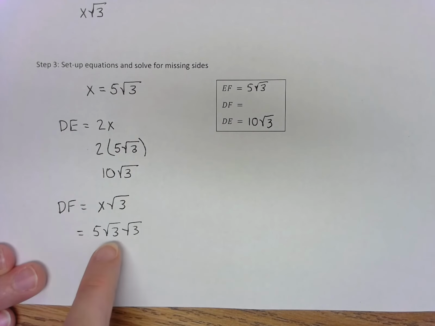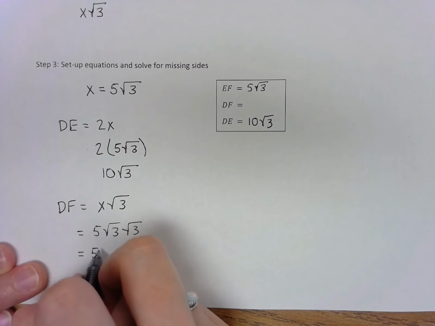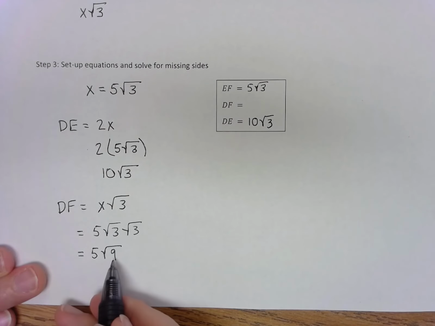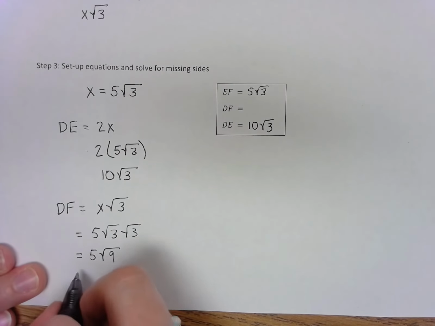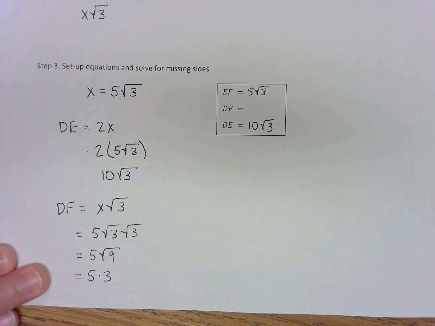Now we just multiply. Square root of 3 and square root of 3, they can be multiplied together. 3 times 3 is 9. Hopefully you recognize 9 as a perfect square. So the square root of 9 is 3.